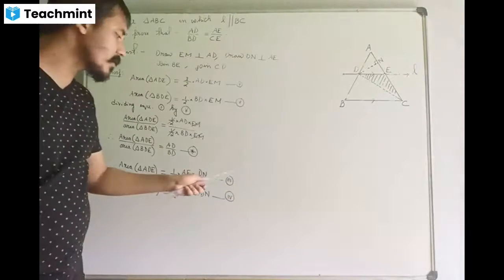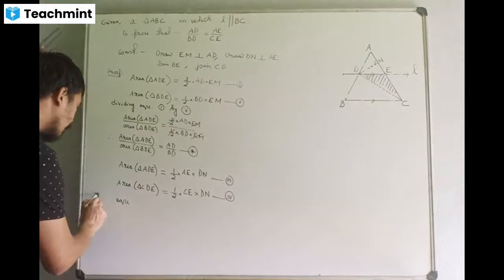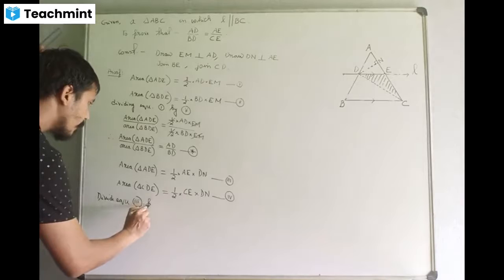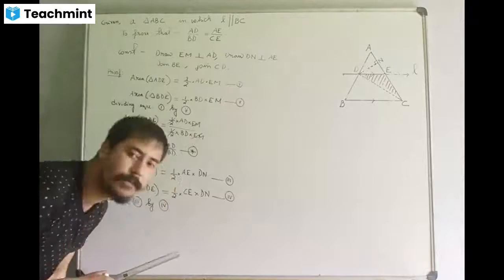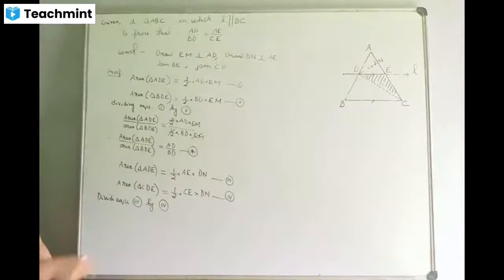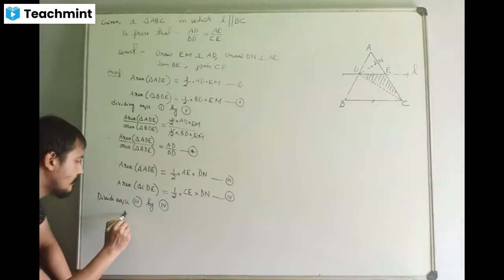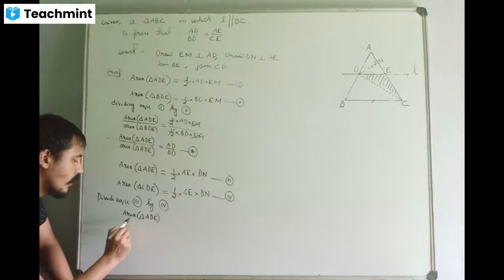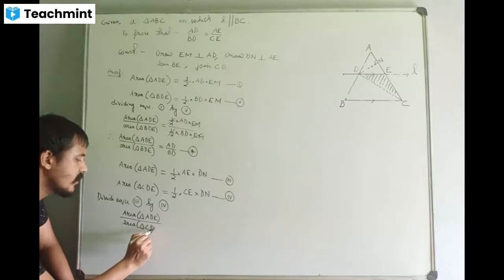Now you divide equation 3 by equation 4. Divide the two equations. If we divide the equations, the left hand side will be divided by the left hand side, means area of triangle ADE will be divided by area of triangle CDE.